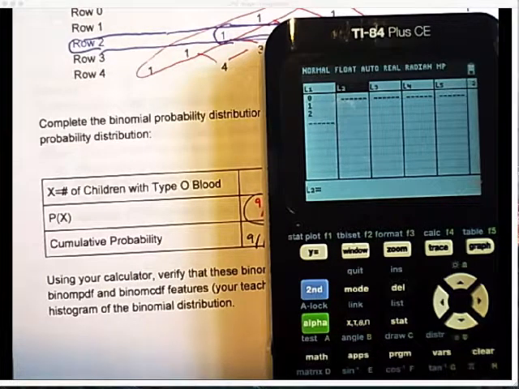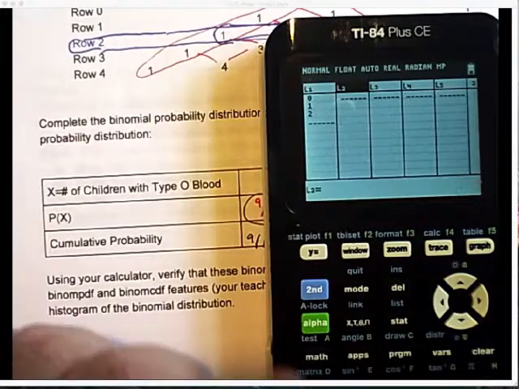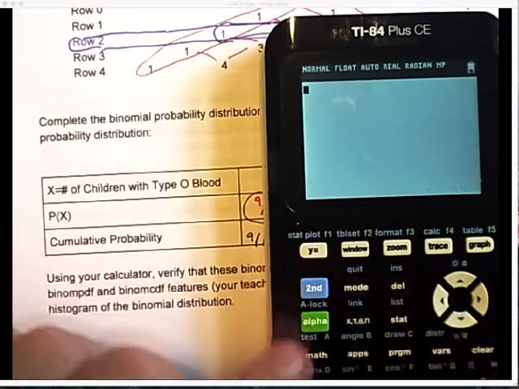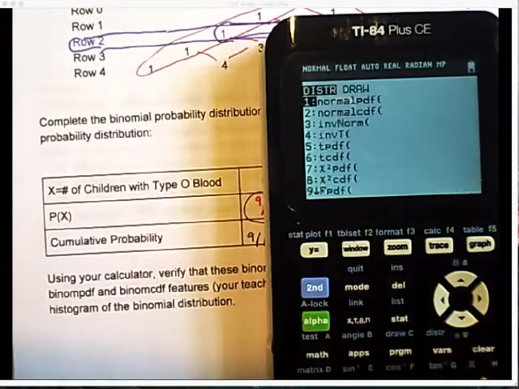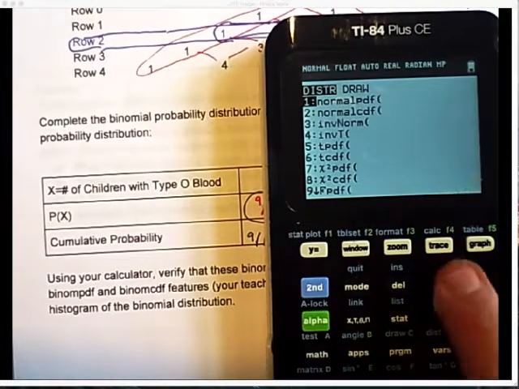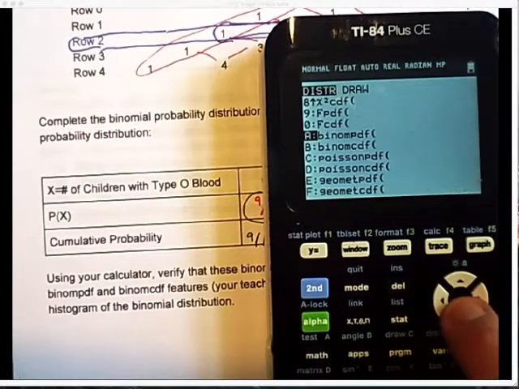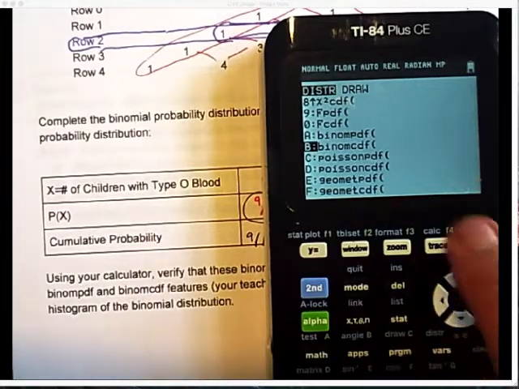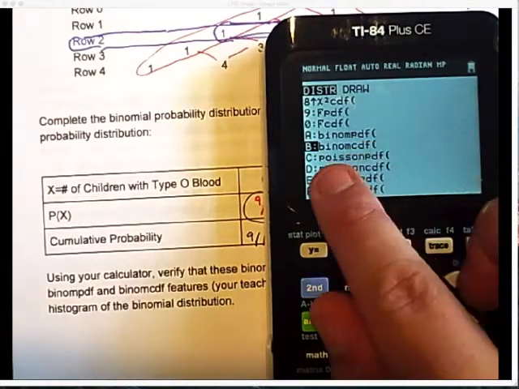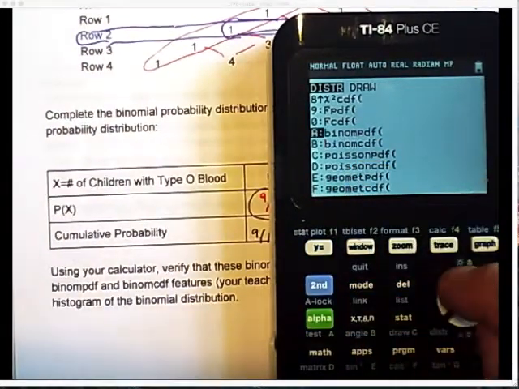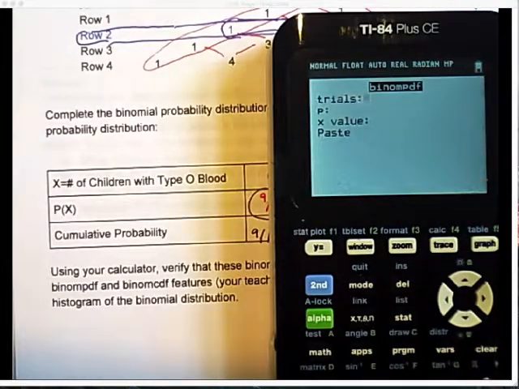Okay, here's how we do it. Actually, before we do that, if I go under my distribution menu and I scroll down till I get to letters A and B, Binompdf, Binom Cdf. Let's start with Binompdf. So if I click that, it's saying how many trials do I have? I have 2 trials, 2 kids.